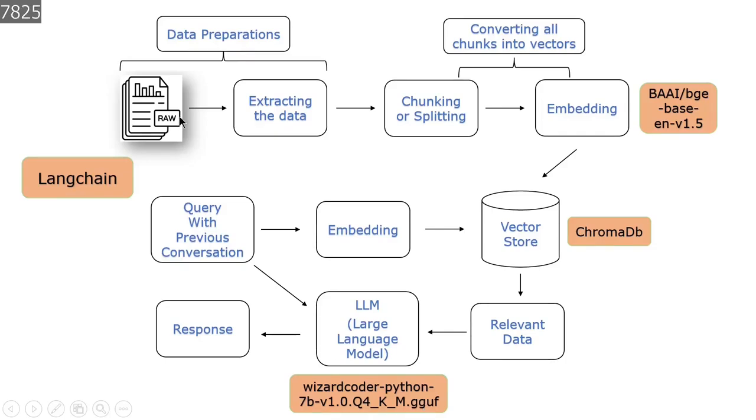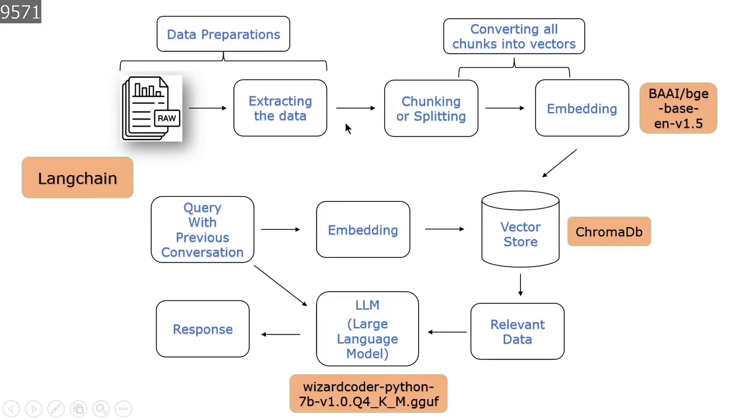Before moving towards the code, let's first briefly understand the flow of our RAG application. So we have some data which is in PDF format. To work on that data, we have to first extract the data from that PDF. So we have the data in raw format and we are extracting that data. We are using PyPDF for that. It is a library which is in LangChain.